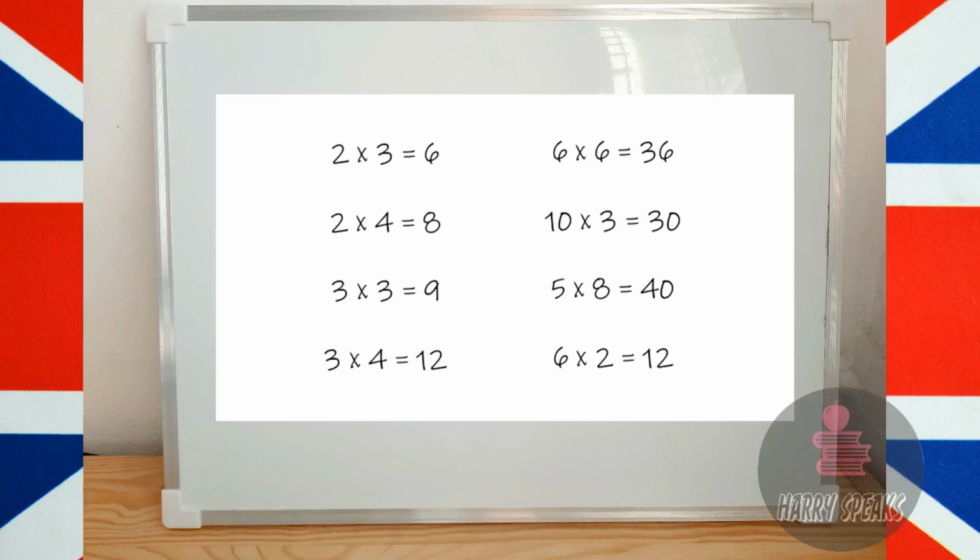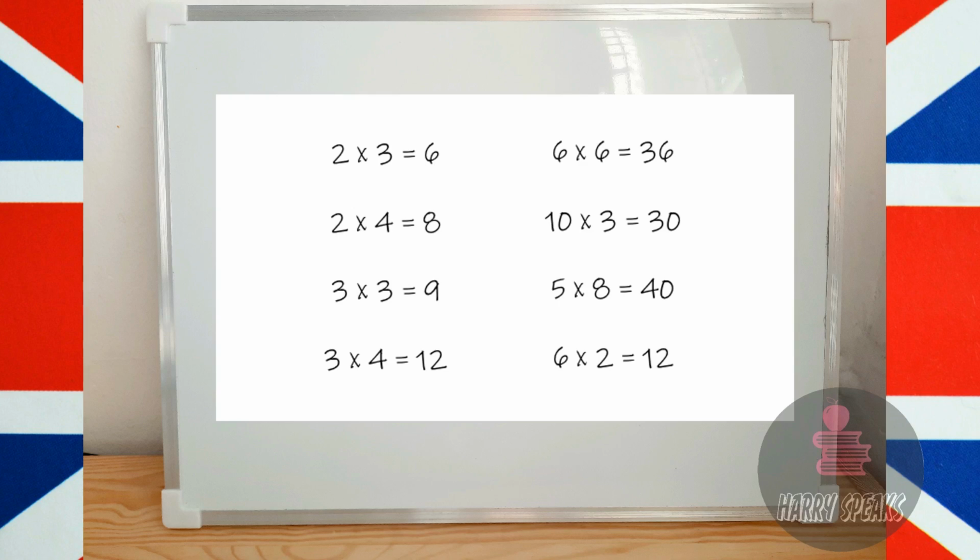2 multiplied by 3 equals 6. 2 multiplied by 4 equals 8. 3 multiplied by 3 equals 9. 3 multiplied by 4 equals 12.